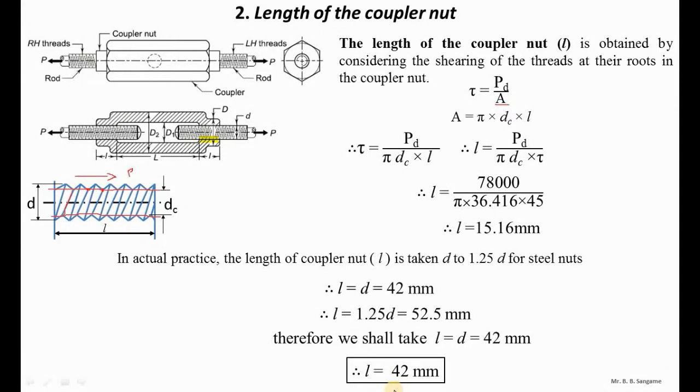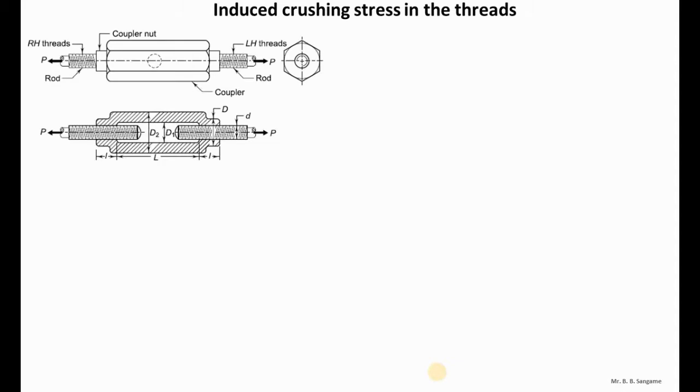Let us do a check for whatever we have calculated. We have calculated the core diameter, the nominal diameter, and the length. For the selected core diameter, nominal diameter and selected length, we should check whether the design is safe in crushing or not. So next we are going to check the induced crushing stress in the threads. Once again you can see the figure. When a force of magnitude P is applied, these are the selected values, DC, D and L equal to 42 mm.